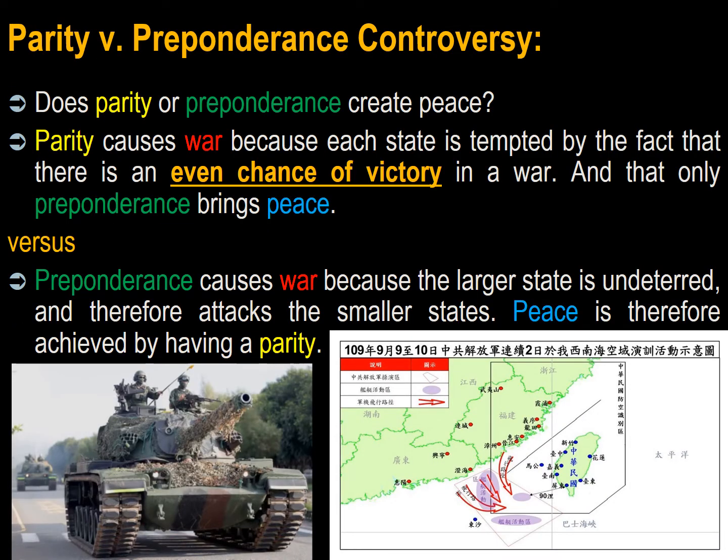There's another controversy, which is the parity versus the preponderance controversy. Which of these environments is more likely to create peace: parity, where you've got two groups of states or two states that are approximately the same level of power, or preponderance, where you've got a huge difference in power between a larger state and a weaker state? Now, in the first argument, there's the idea that parity causes war because each state is tempted by the fact that they have an even chance of victory, a 50-50% chance of victory. So to stop these countries from taking advantage of that possibility, preponderance is required to bring peace.